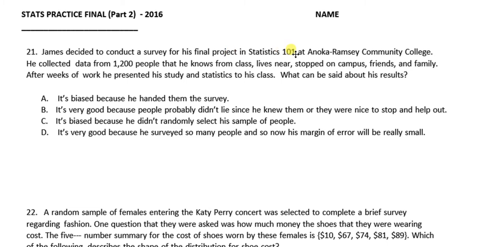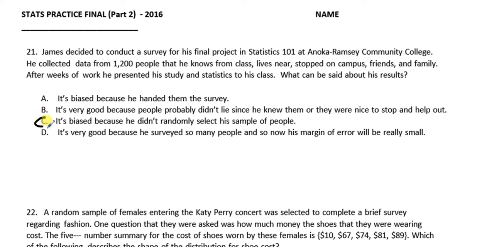A survey for his statistics class collected data from 1,200 people that he knows. So in other words, it's not a random sample. He picked people that live close to him, that were easy to get to, and then what can you say about his results? Because the statistics weren't random, and he picked people that were close and made it convenient, it's going to suffer from bias. So that's going to be C is the correct answer.